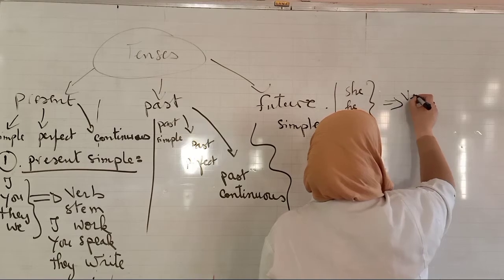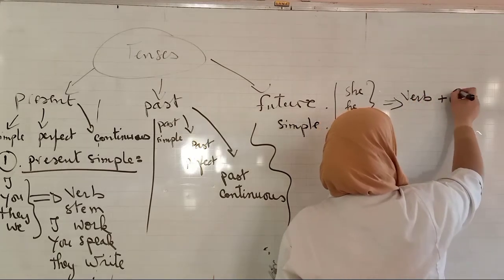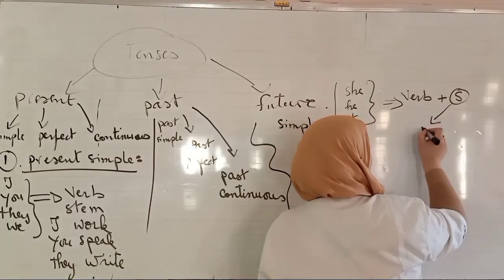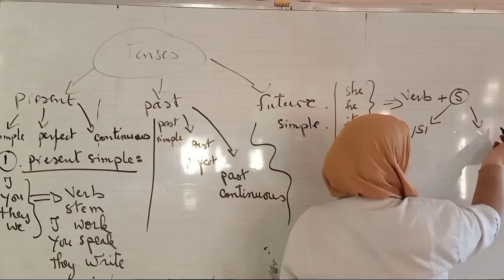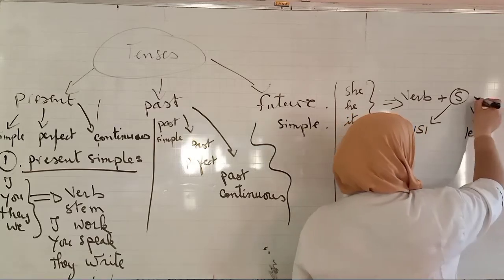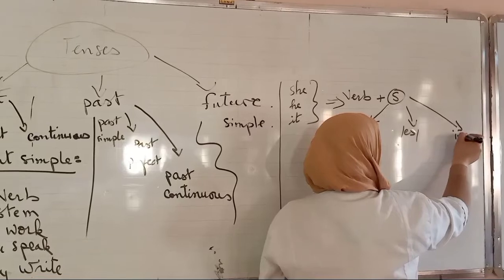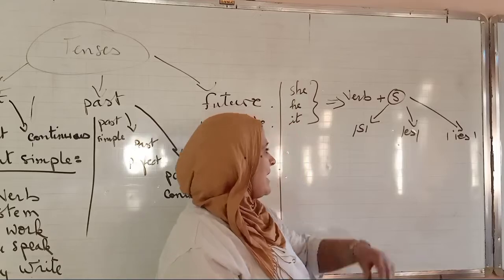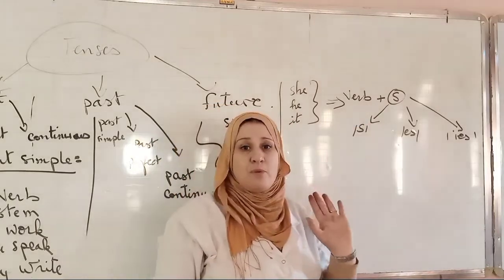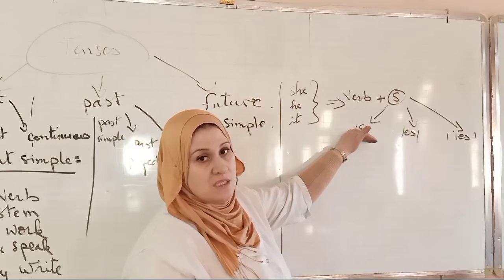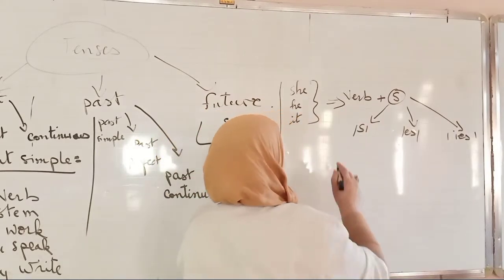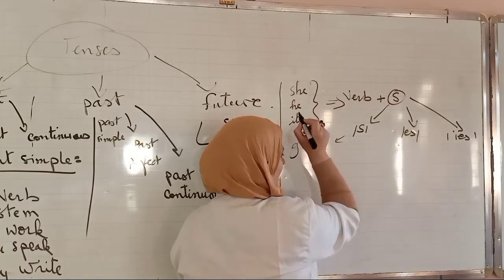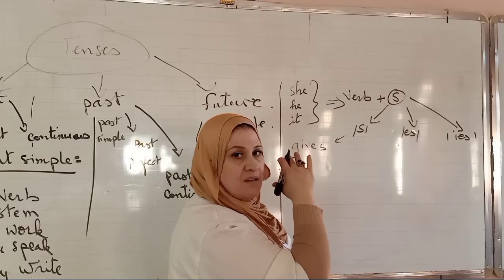For the third person singular, which is she, he, and it, we do the following. It is verb plus s. So this s can be just s, in other situations it is es, in others it is ies. Here I'm going to explain why s in some verbs, because of the form of the verb. Some verbs we add just s, like verbs with e, for example, give. So I add just s. She, he, it gives.